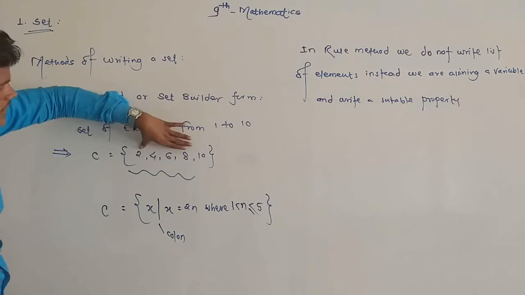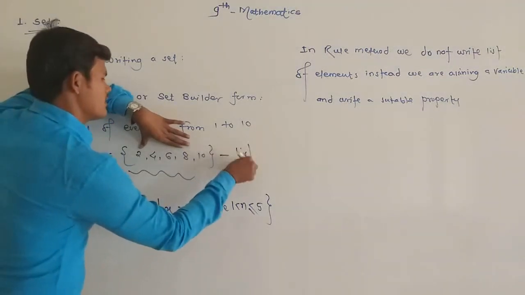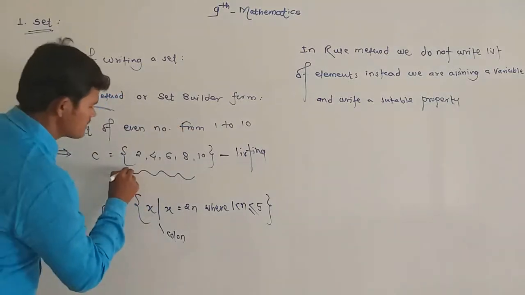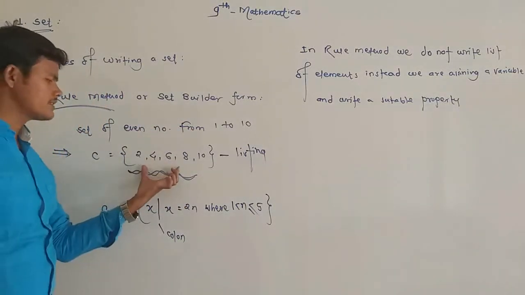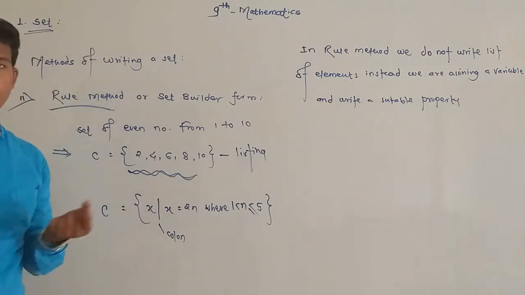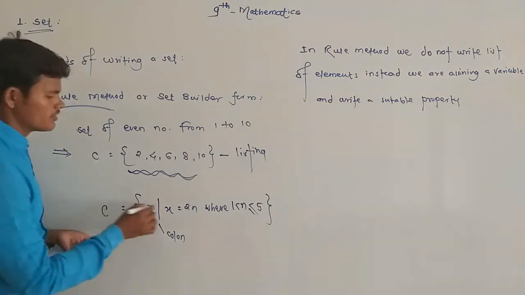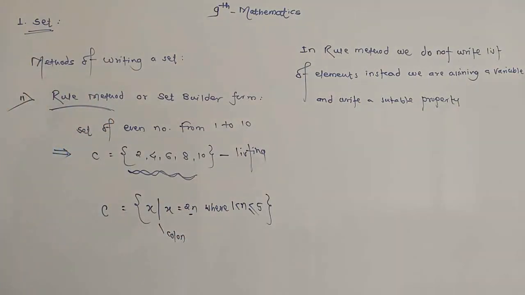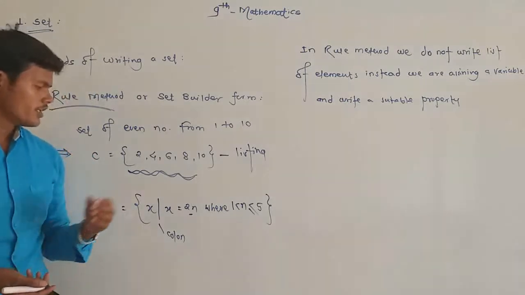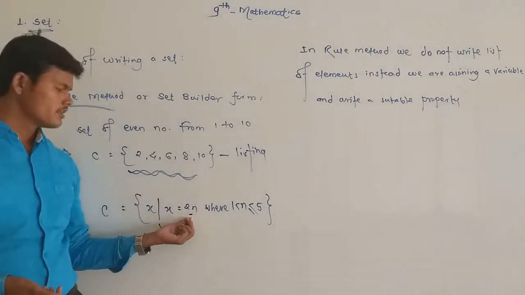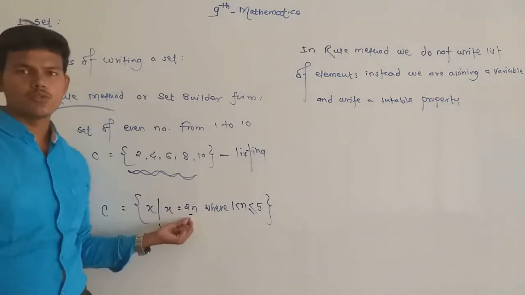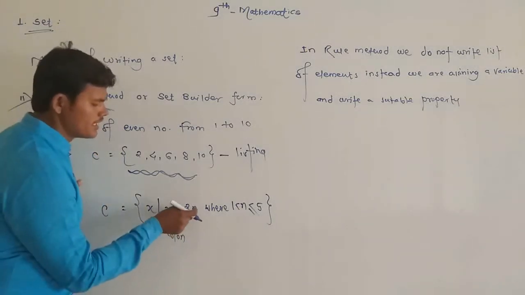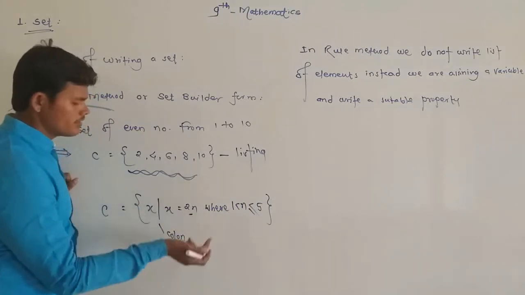Now, instead of writing a list of elements, we are assigning a variable x. But what does x denote? X denotes an even number. So how do we denote even numbers in mathematical form? Even number means what? Numbers which are divisible by 2, or multiples of 2, are called even numbers.